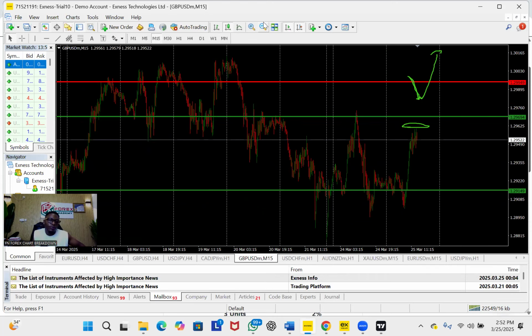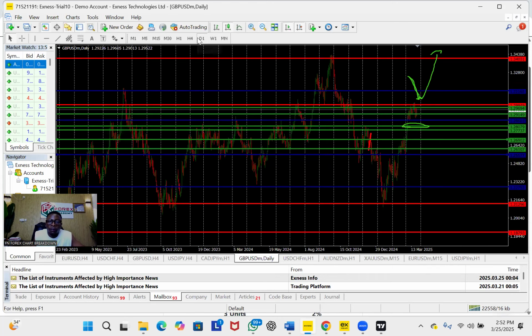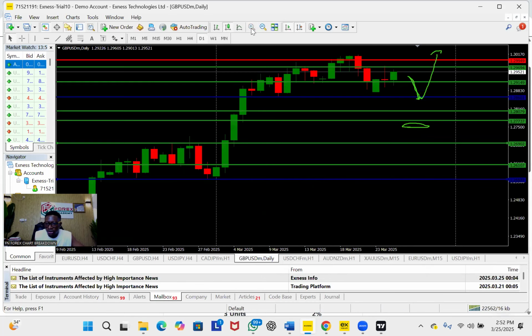I'm just looking at GBPUSD on the 15-minute. I'm also seeing the possibilities of continuation of an uptrend. But now let's do our analysis properly. I think I've already marked this chart already. If you look at GBPUSD, our candlestick on the daily time frame is a bullish candle, right?